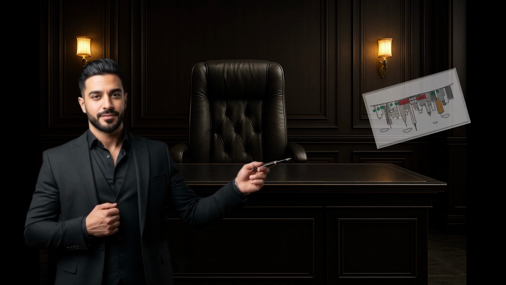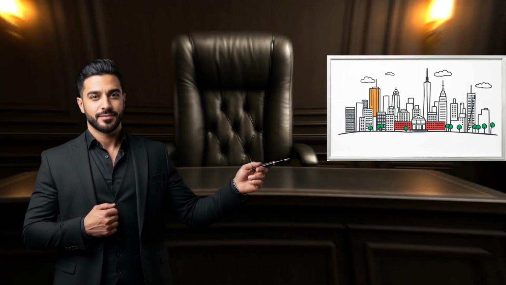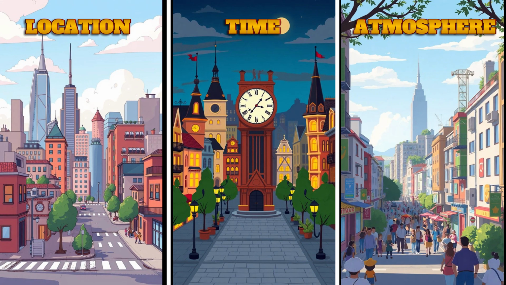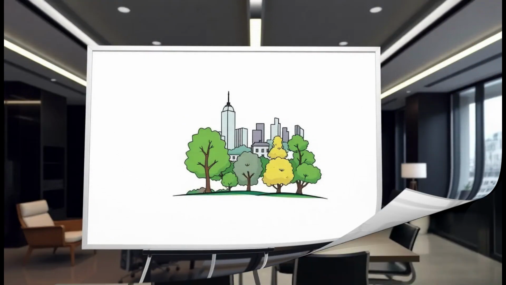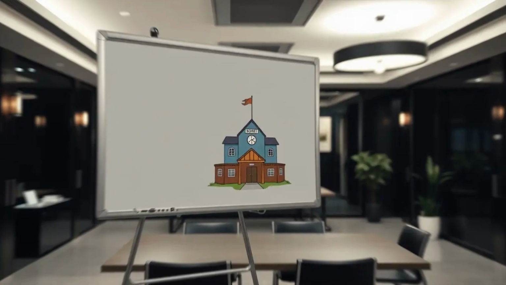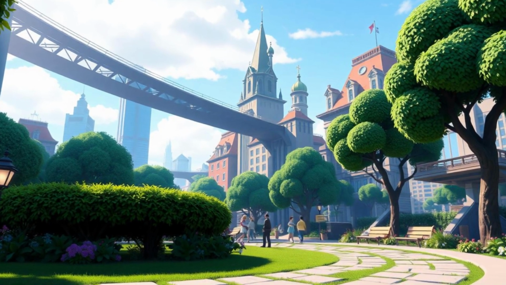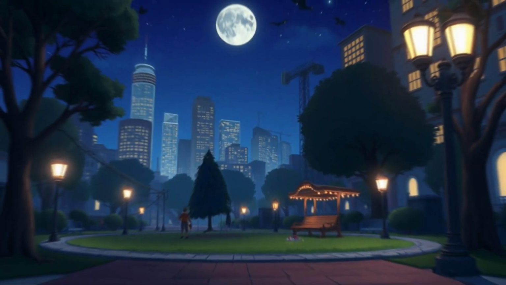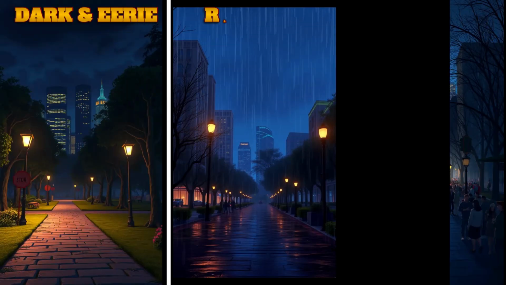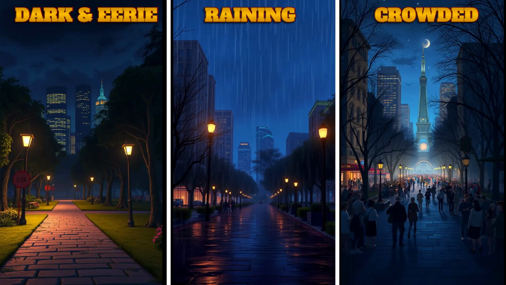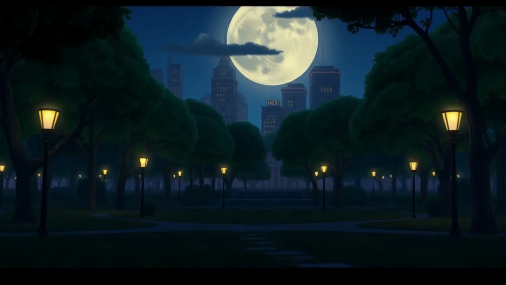After that, we move on to the second step, which is giving it a background. I will divide it into 3 parts: location, time, and atmosphere. For the location, choose whatever you like. It could be a park, a school, or anywhere you want. Here, I'll use a park as the location, then set the time to nighttime. After that, choose the atmosphere. Whether it's dark and eerie, raining, or even a crowded park. Here, I've chosen a quiet park.